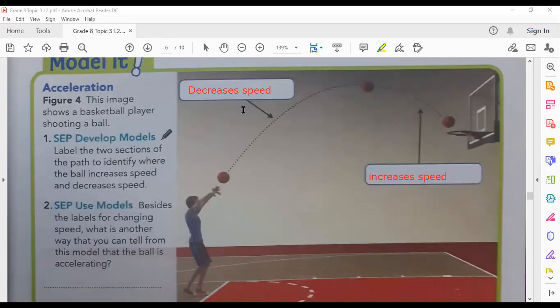To understand this, when you are, for example, riding your bike and you go up a hill, of course, your speed will decrease. Okay? But when you go down a hill, it's the same thing: down a hill, the speed increases.